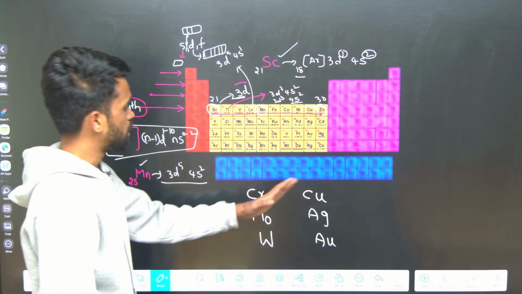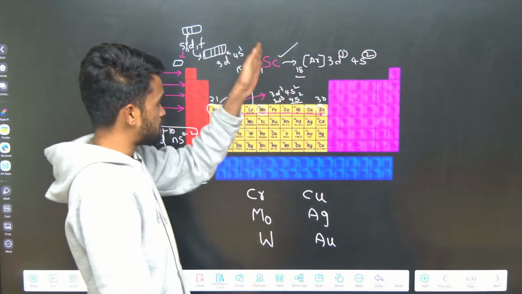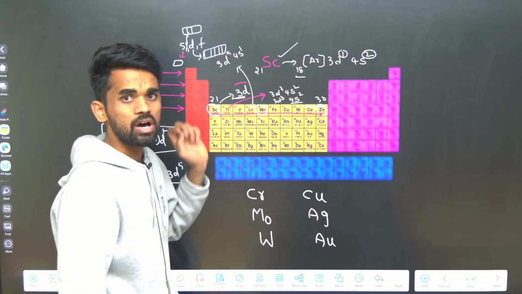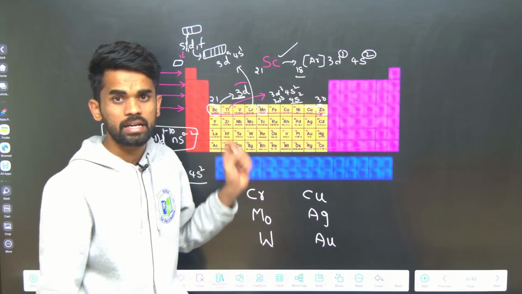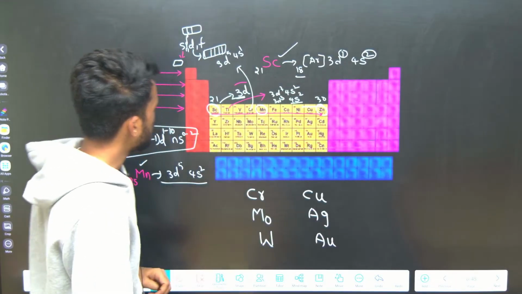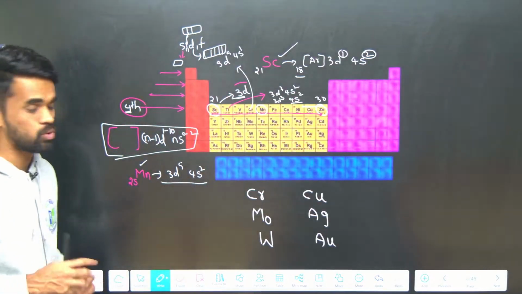So like this you need to remember the elements in rows as well as in columns. So how many columns are there here? There are 10 columns in total. 10 groups are there in the d block: 1, 2, 3, 4, like that you will get 10. So how many rows are you seeing? You are seeing 4 rows for these d block elements.